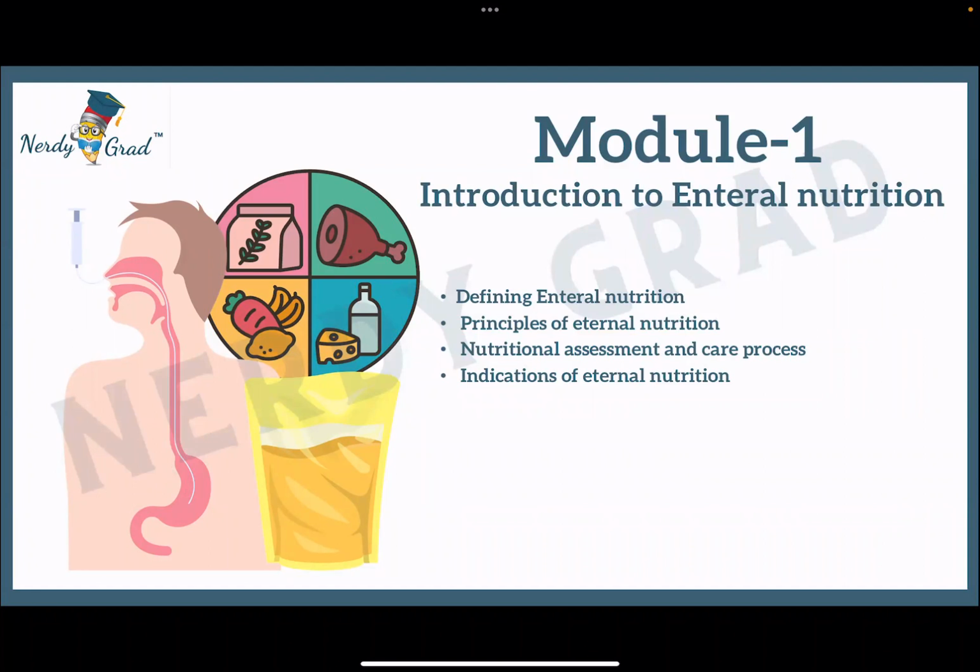Module 1, Introduction to Enteral Nutrition, in which we'll look into the definition, principle, nutritional assessment and care process, and indications of enteral nutrition.